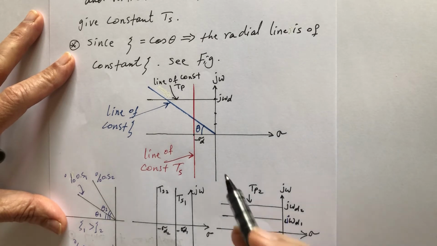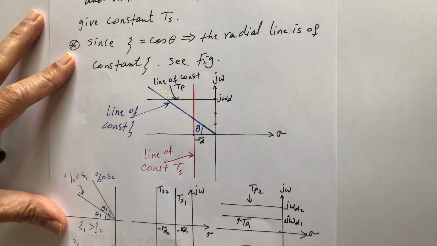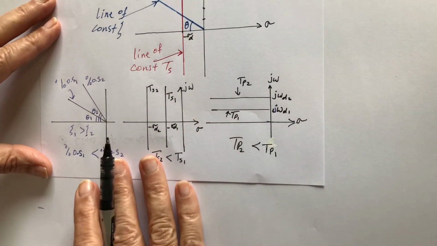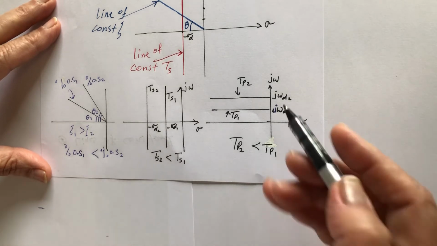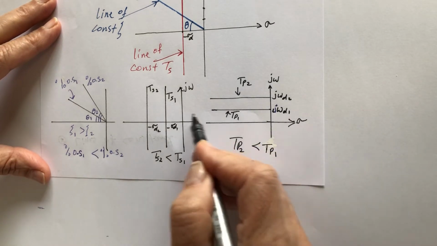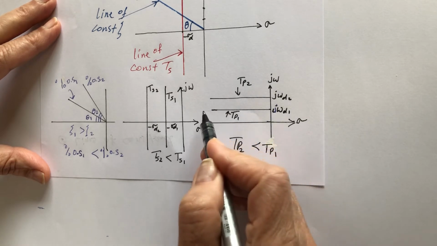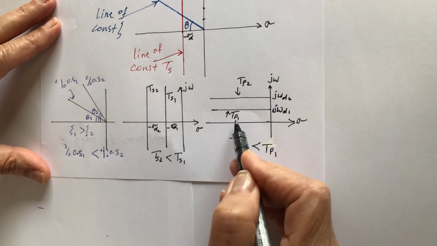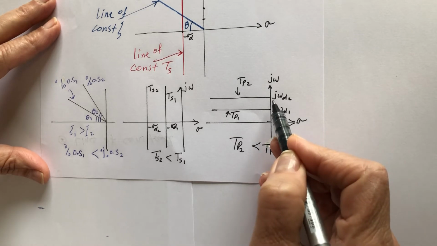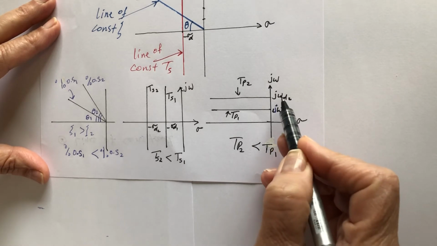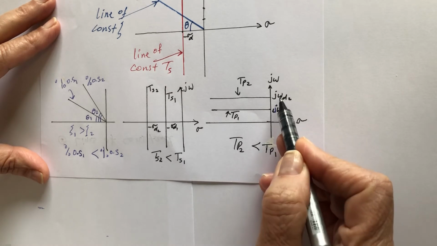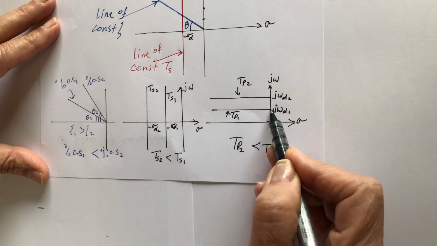Now, what am I talking about? Look at this, they are only drawings. So if I have j omega d1 here, this is a straight line. We said that TP is constant. Let's call this TP1, because we call this j omega d1, and we call this j omega d2. And we said j omega d2 is, of course, greater than this, right? It's larger. It's here, and this one is smaller.